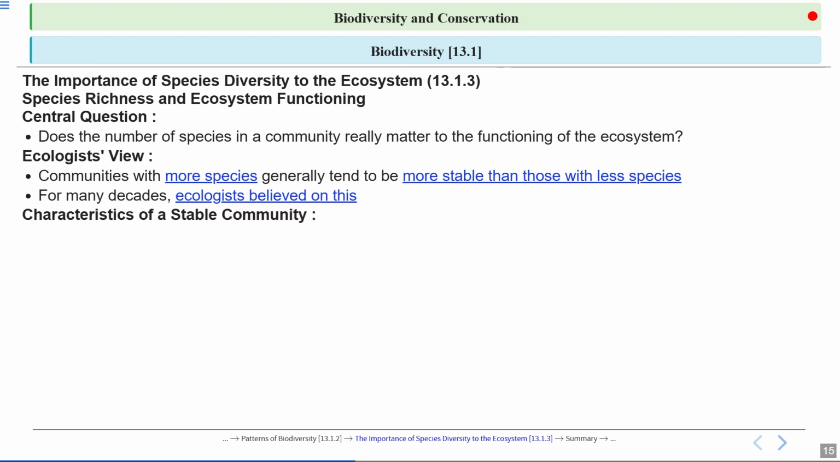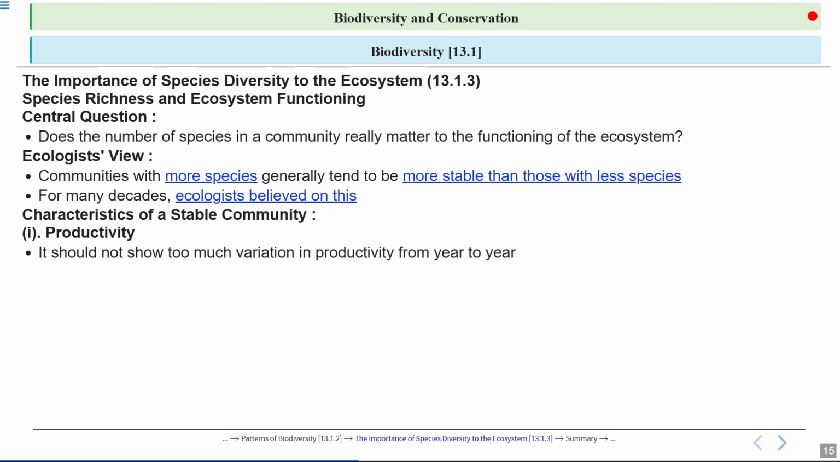So, what makes a community stable? Let's have a look at some of the main characteristics that define stability in an ecosystem. The first characteristic is productivity. This means how much energy or biomass the ecosystem produces. A stable ecosystem should not have wild swings in productivity from year to year, meaning there should be little variation in productivity. For example, a forest with many tree species is less likely to have a bad year of growth, because if one species struggles, others can fill the gap.